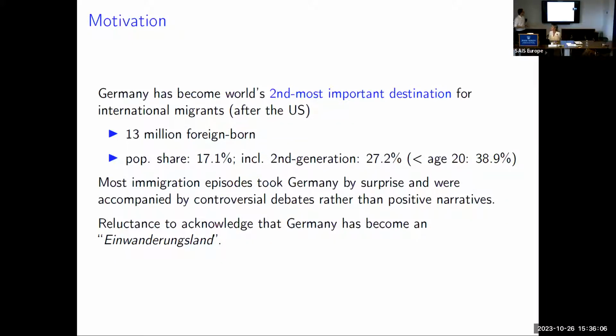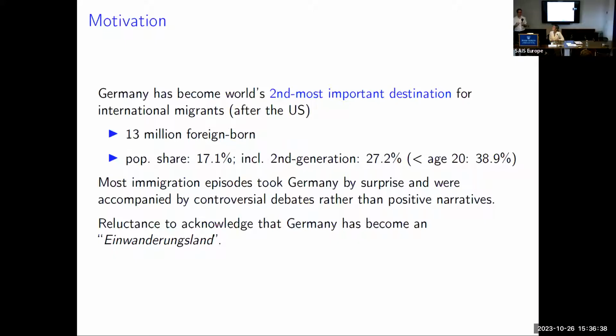In Germany, I think it's fair to say most immigration episodes took the country by surprise. So I will talk a little bit about it. We started with the so-called guest worker period, where we really actively recruited workers from other countries. But then a lot of the other migration waves that happened after that, they happened more as a surprise. And they were often accompanied by controversial debates rather than positive narratives. We talked about that a little bit earlier, that if you compare the public debate around migration in the US or in Germany, it's a bit different.